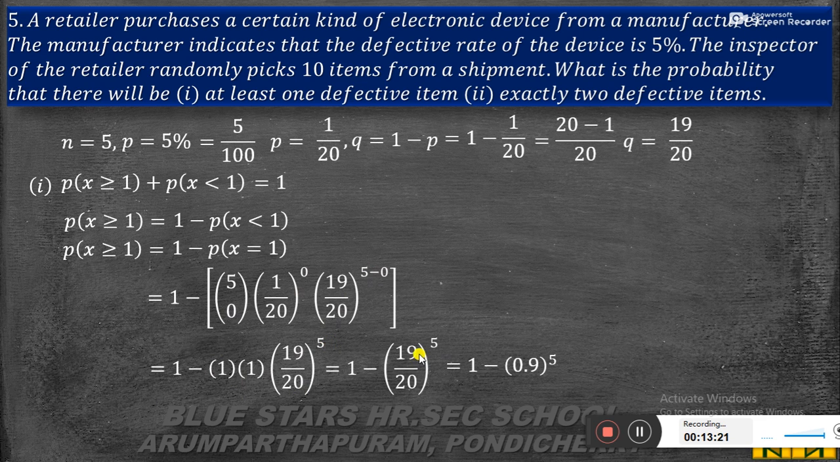19 by 20 whole power 5, I am just doing the cross multiplication. 19 by 20 is 0.9, whole power 5. Therefore 1 minus 0.9 whole power 5. This is the answer for at least one defective item. At least one defective means here probability of x greater than or equal to 1. So the answer is 1 minus 0.9 whole power 5.